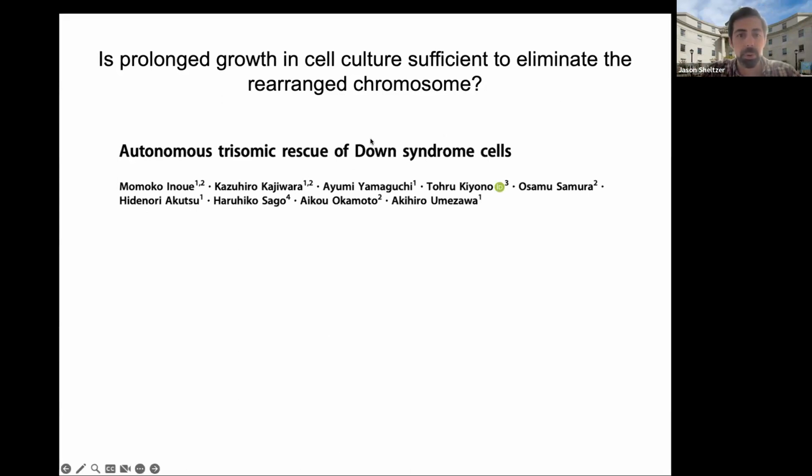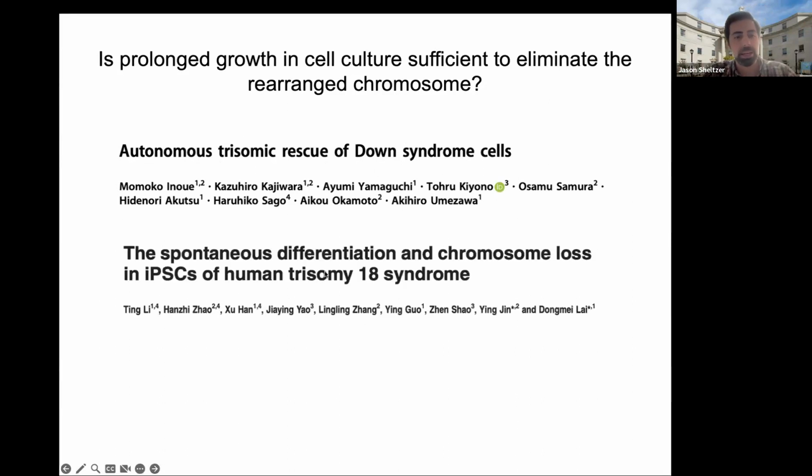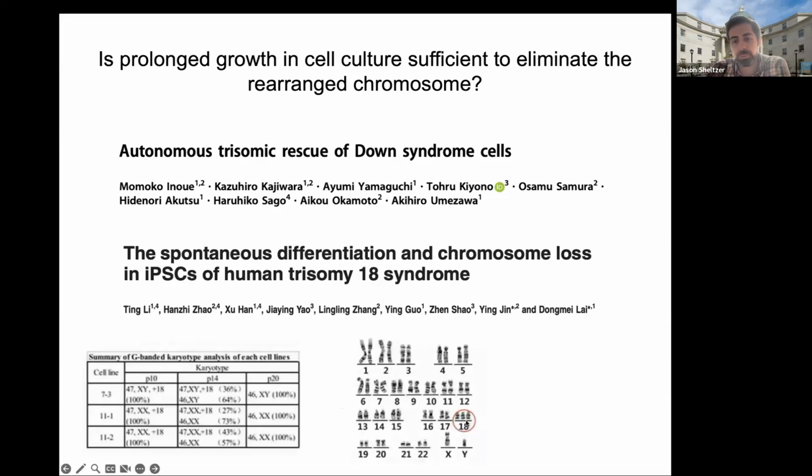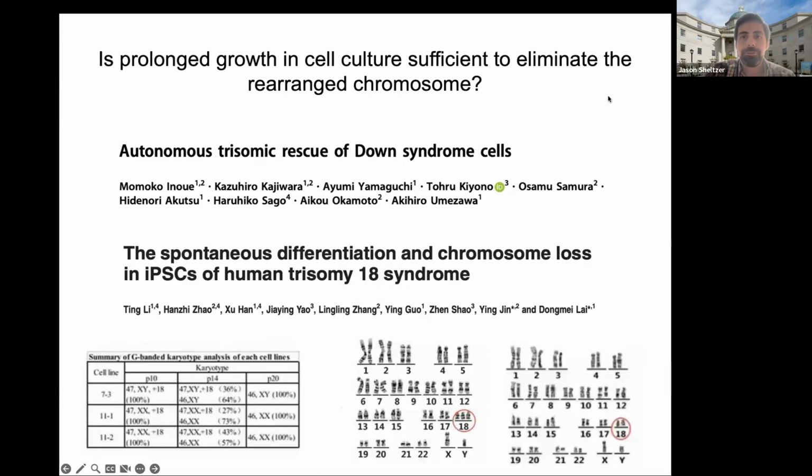So this is one paper reporting that finding in Down syndrome, autonomous trisomic rescue of Down syndrome cells. This is another example from a different aneuploidy condition, Edwards syndrome, caused by a trisomy of chromosome 18. Basically, these researchers took cells donated by individuals with a trisomy of 18. These cells started out with 3 copies of chromosome 18, and then just following prolonged growth in Petri dishes, for some unknown reason, the cells would lose the extra copy of chromosome 18, and they naturally restored a normal 2 copies of chromosome 18.